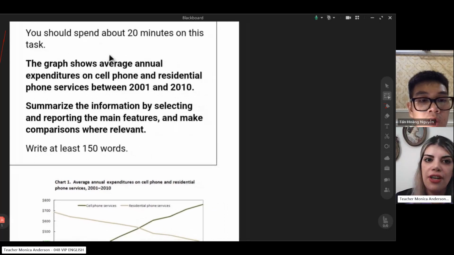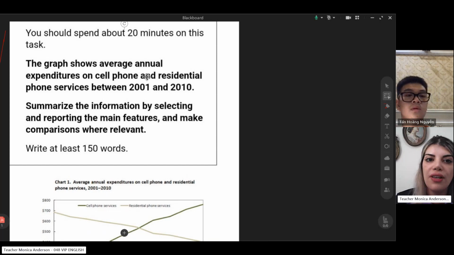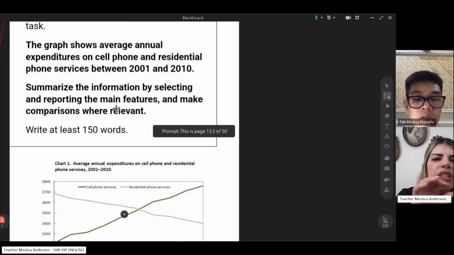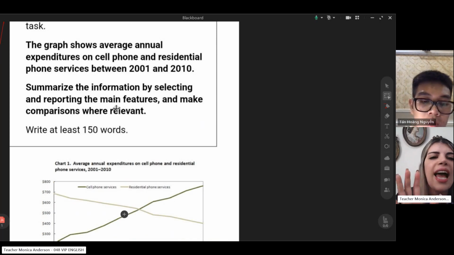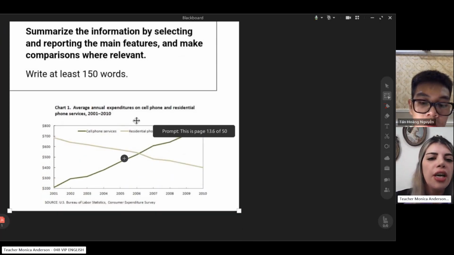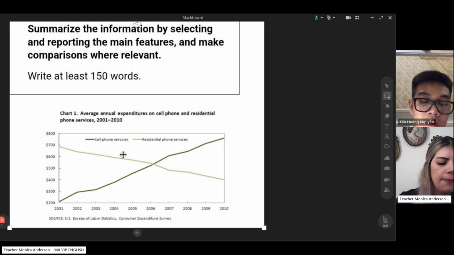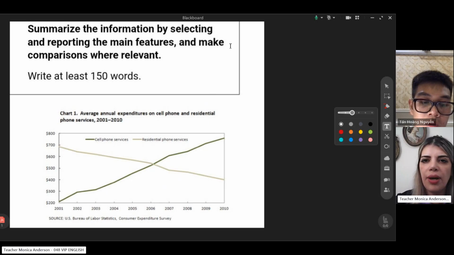Annual, every year, so let me change it. Residential phone service, so we need to find synonyms, so paraphrase. This is the first thing. Then you need to give an overview. Actually, you only need to briefly summarize what happens on the graph. So let's do the first part, an overview, together. For example, let me write here.